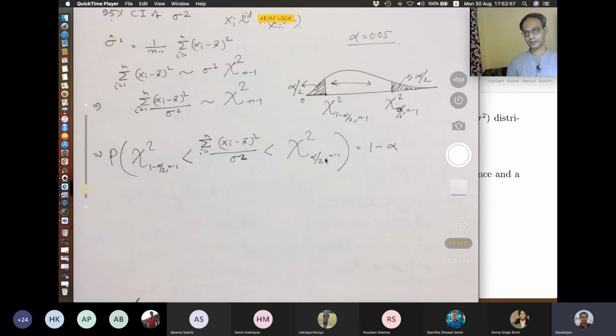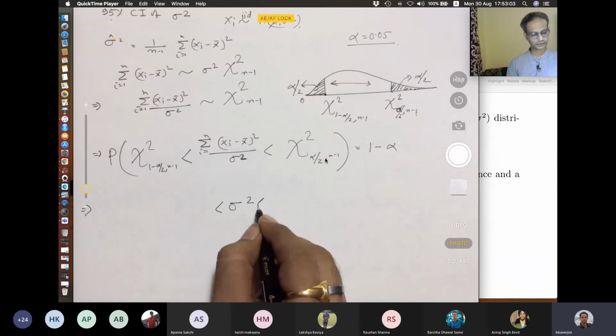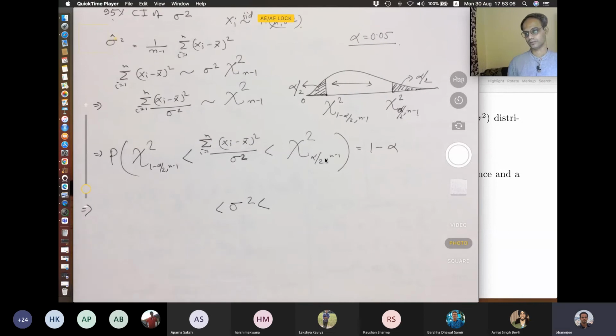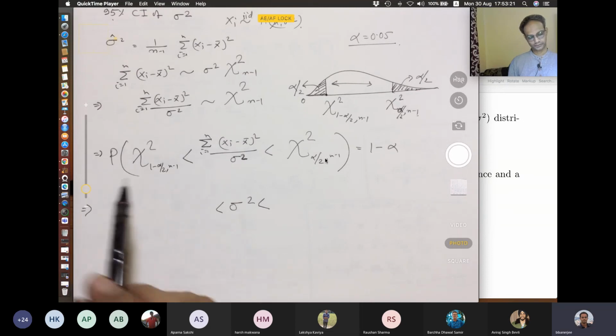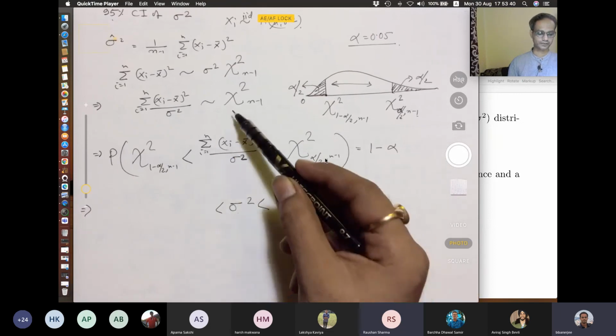So again, you have to do the side change in such a way that sigma square will be in the middle, and the rest of the thing will go to both sides. So you tell me, how will you get it? From this expression, you have to do the inversion in such a way that sigma square will be in the middle. You will get the lower bound and the upper bound. This is always the trick for computing a confidence interval: you find out the proper distribution and then do this job.